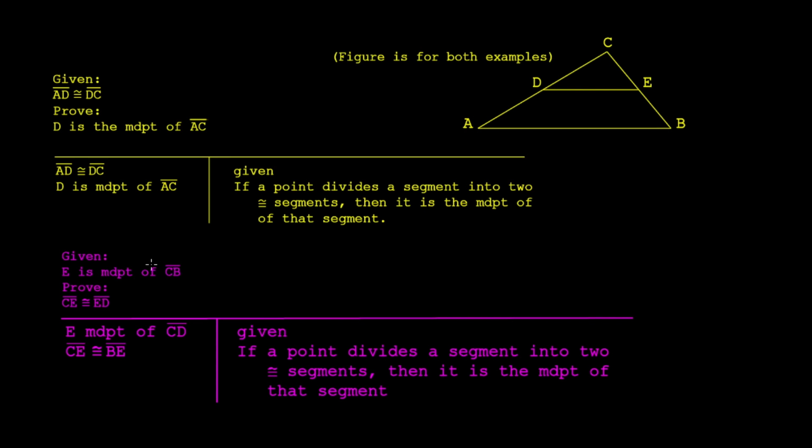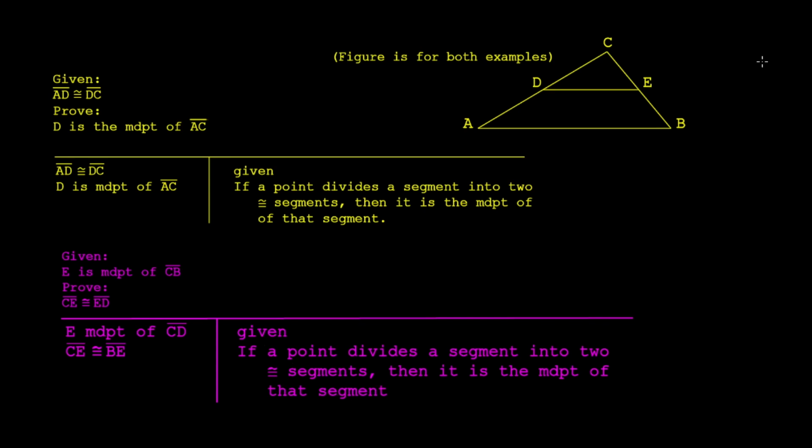Now we will go down to what we'll call the magenta proof. Given that E is the midpoint of CB, what that does is divide CB into two congruent segments, CE and EB. Remember that what we're doing here with the hash marks is just simply bookkeeping. So CE is congruent to BE. If a point divides a segment into two congruent segments, it is the midpoint of that segment.